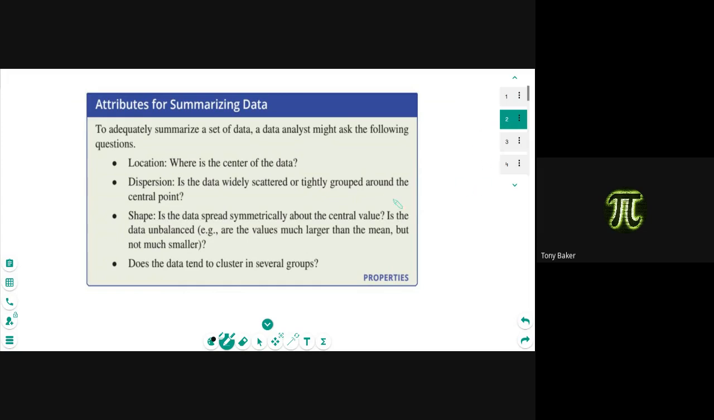So a few things when we're looking at data and trying to summarize it, a few things we want to look for. So the first thing is location. Not where the data is actually located, it's going to be sitting in front of you. It's where's the center of the data.